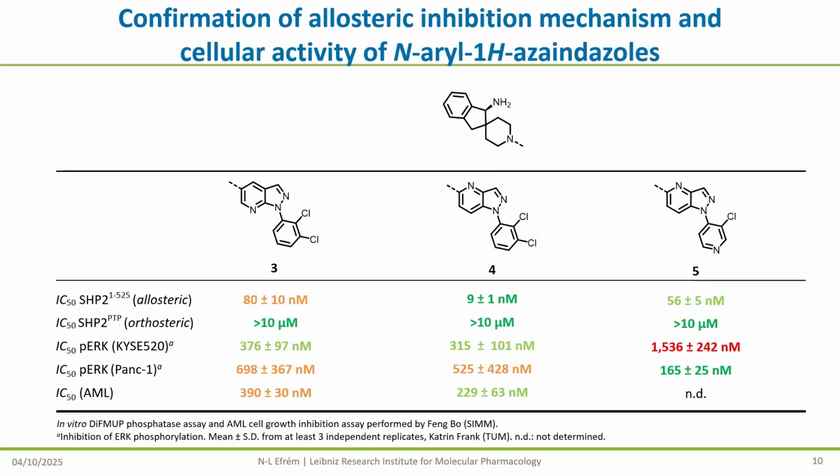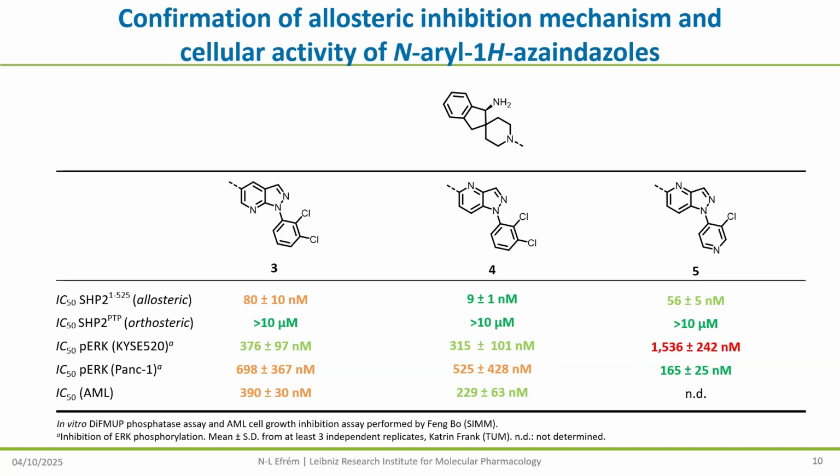Okay, for the most active compounds, all belonging to the indazole series with 2 nitrogens in this 5-membered ring, we first confirmed their allosteric binding mode by testing them against the SHP2 construct that only comprises the catalytic domain. And as you can see, they were inactive on this truncated version of SHP2, confirming that the inhibition that we see with these compounds is solely due to allosteric binding.